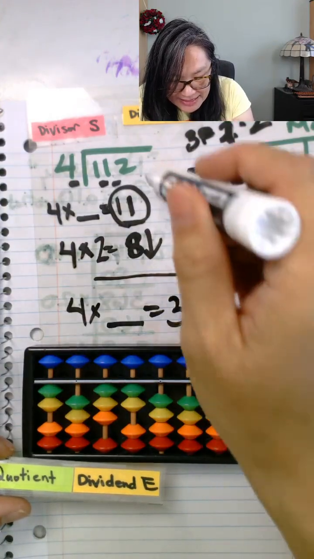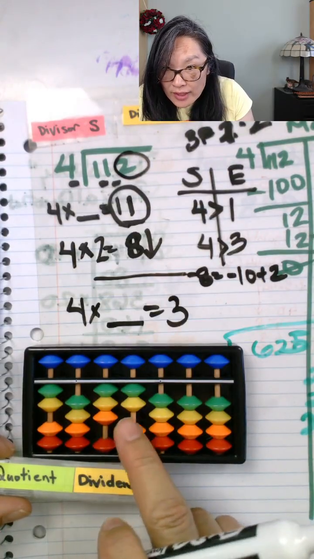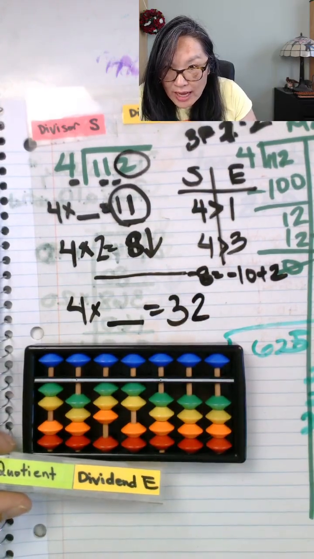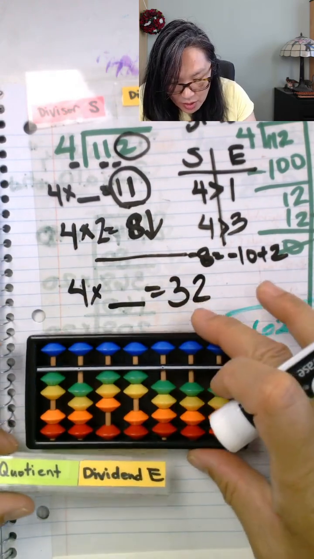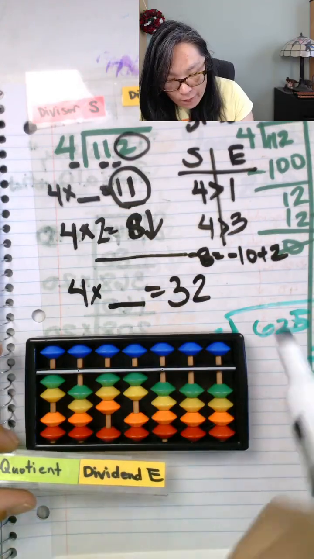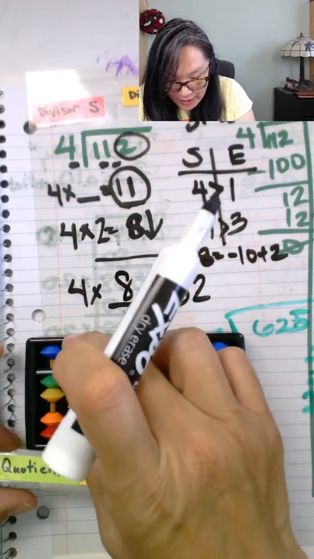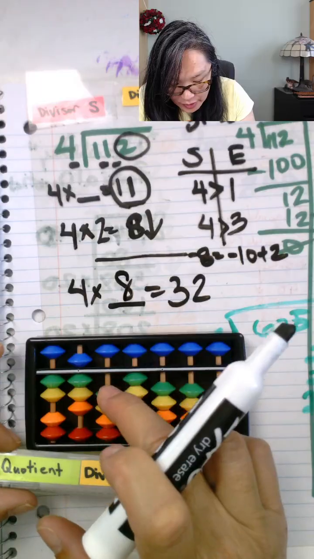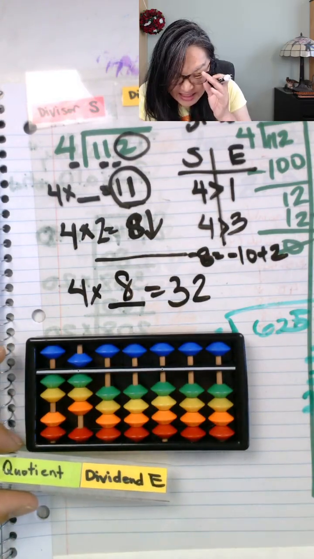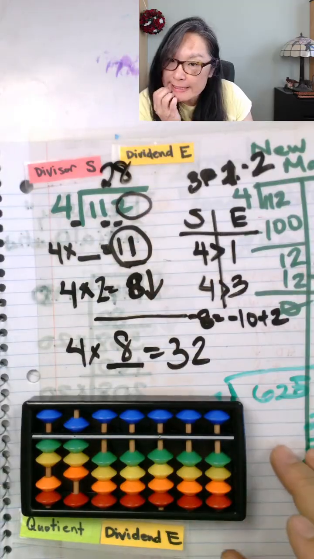What do we do? We got to bring down our 2. We got to utilize this 2, right? So now we have 32. Now the question is more complete. 4 times what is equal to 32 or less? 4 times 8, right? 4 times 8 is equal to 32. I add my 8 here. I take away 30, I take away 2. My final answer is 28. So I put 28 as my quotient.